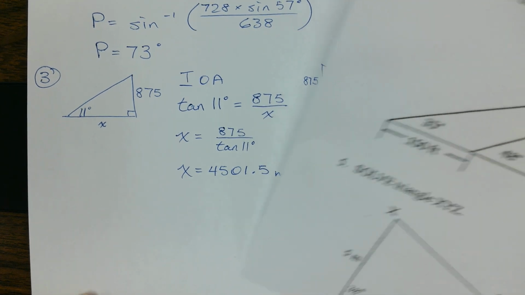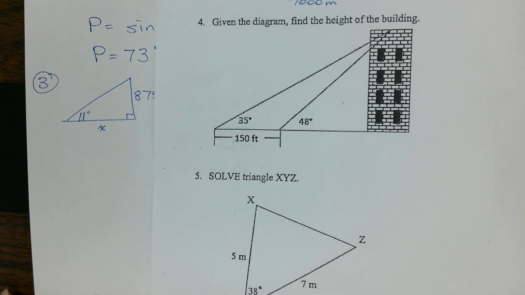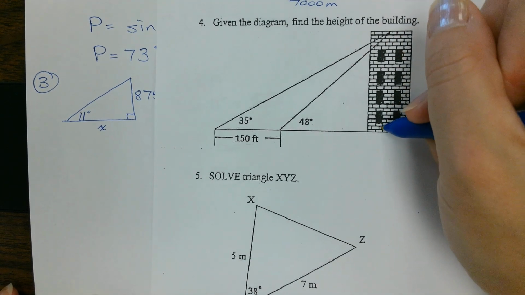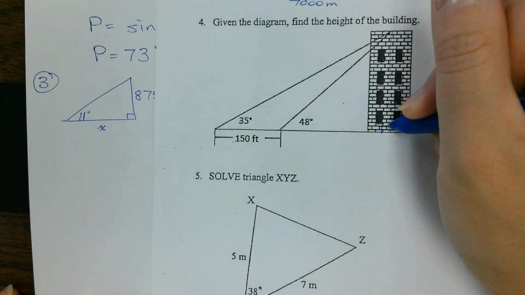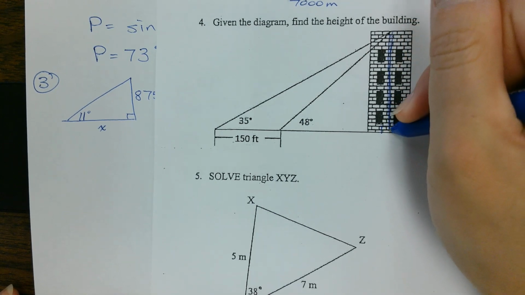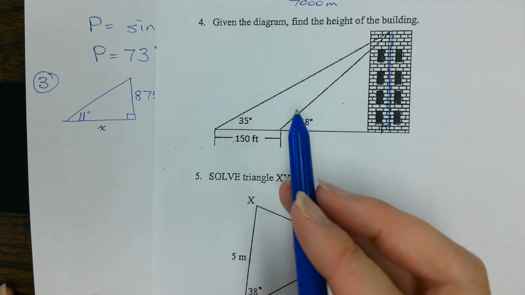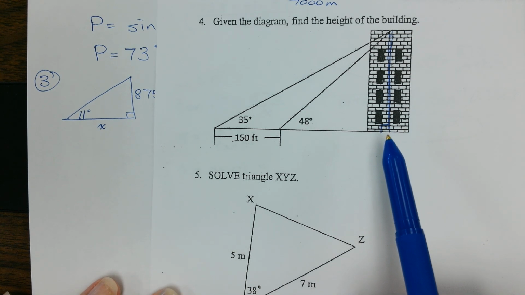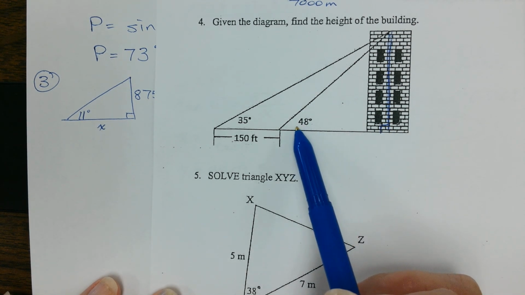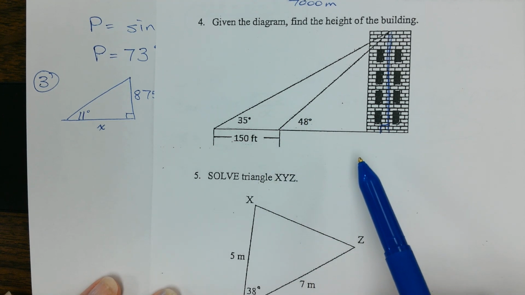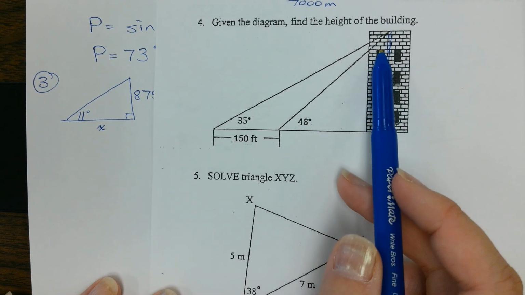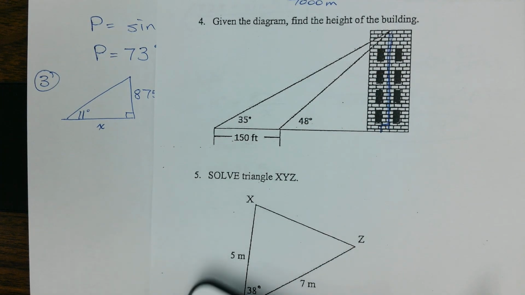All right, number 4, given the diagram, find the height of the building. The height of this building, this is a right angle triangle right here. Okay, right angle triangle. So if this is 90 degrees, 48, that would make this.